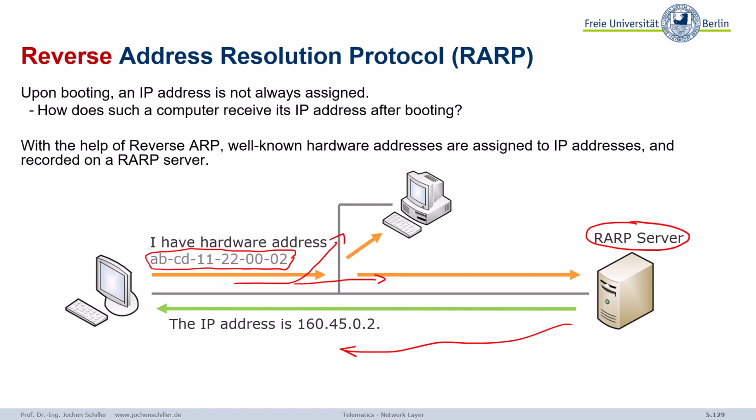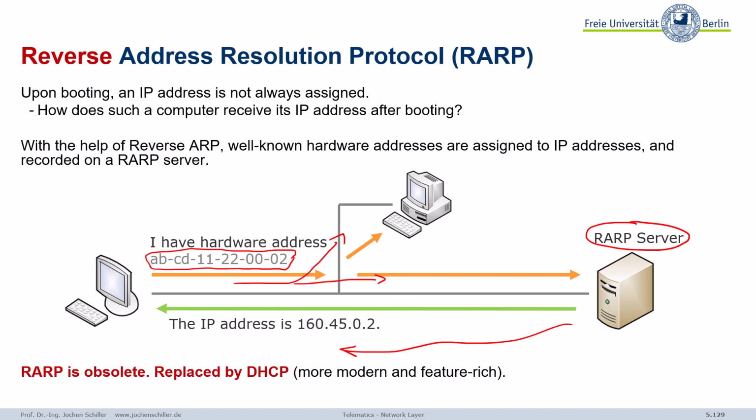The point is that today, for most machines, you don't need this. You can replace it by DHCP. I will come back to this, and DHCP has many more features. But reverse ARP is a very simple way of receiving the IP address. But again, we have to trust the server, etc.